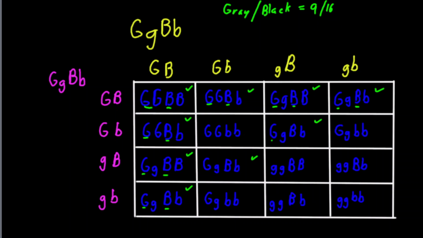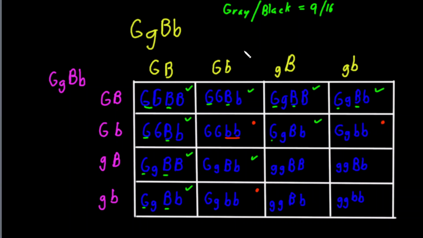All right. Next question says, how many out of 16 have gray fur and red eyes? Okay. Here's a gray fur and red eyes. So I've got to be looking for red eyes. I've got to be looking for a homozygous recessive on the B's. Okay. So there's red eyes with gray fur. All those are white fur because I have homozygous for the white. And then there's gray and red.